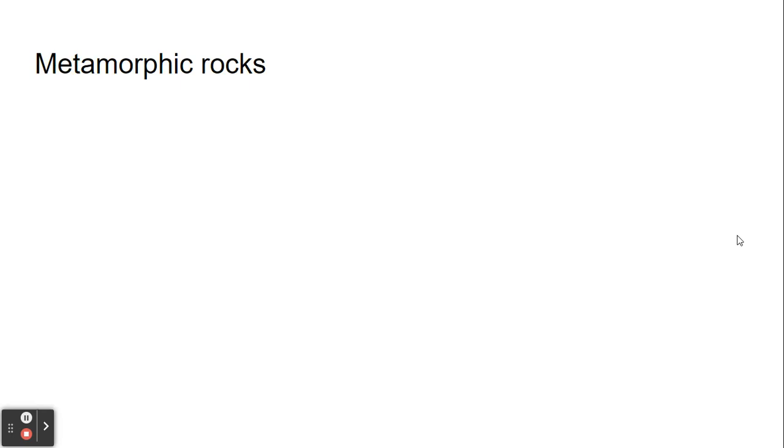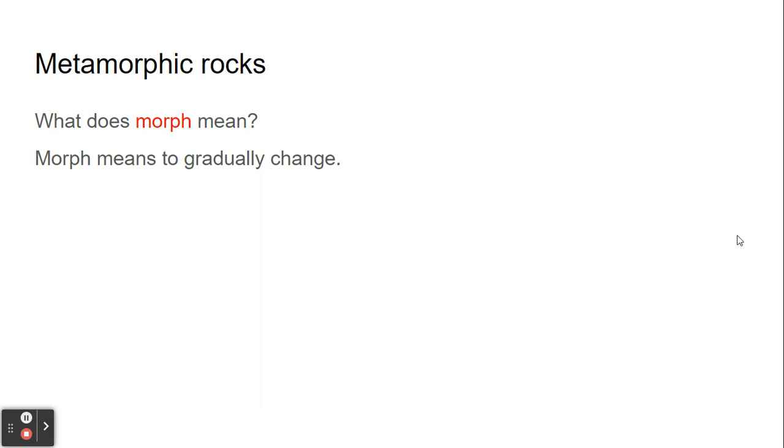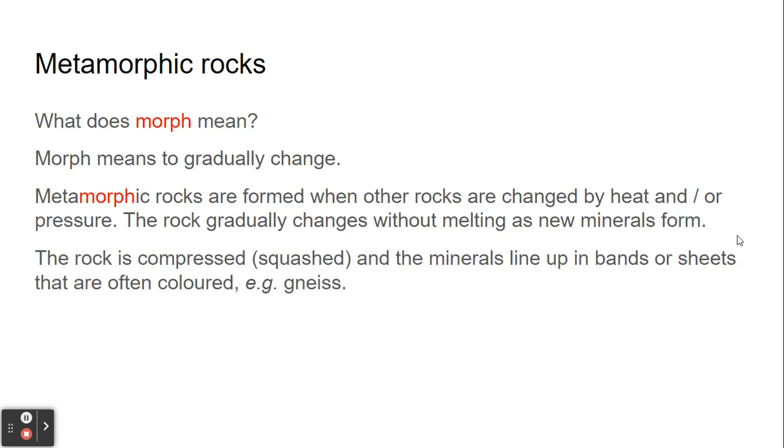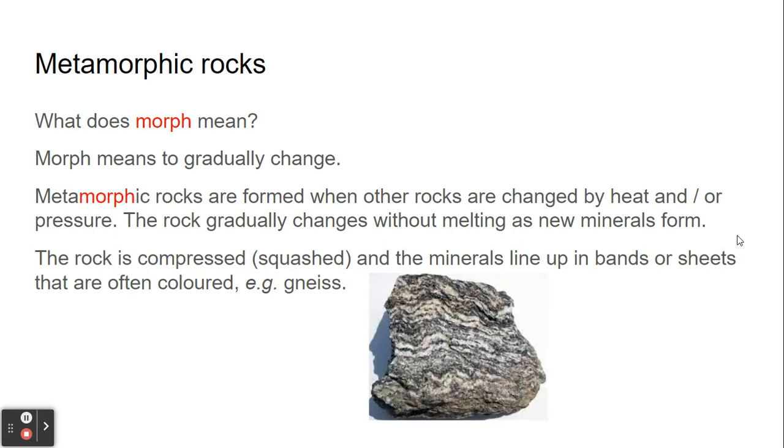Another type of rock is metamorphic rocks. What does the word morph mean? Morph means to gradually change. So metamorphic rocks are rocks that are formed when other rocks are changed by heat and or pressure. The rock gradually changes without melting as new minerals form. The rock is compressed or squashed, and the minerals line up in bands or sheets that are often coloured, and an example of this is gneiss. Here we can see the fine lines and bands in the rock.